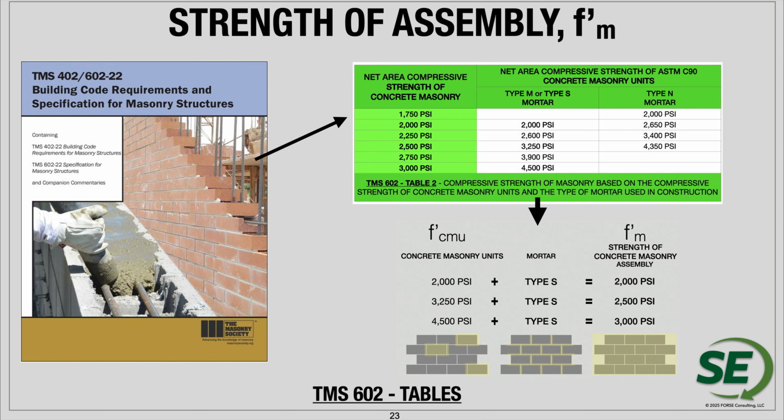So again, based on the code, we have the table, the assembly strength for the elements. From that, we know what block strength we need based on the mortar type that we select. And so all of those things are now coming together to determine our overall strength of assembly.